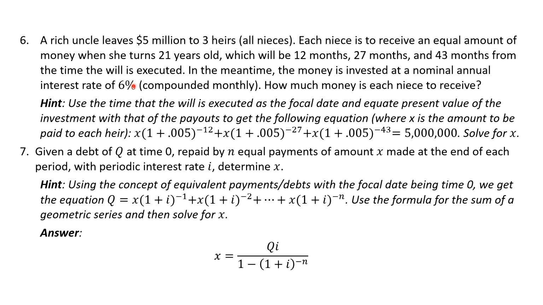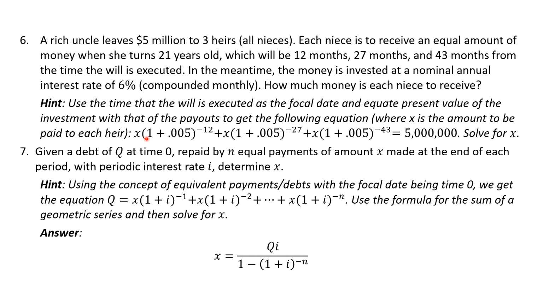So we take this 0.06 and divide by 12, we get 0.005. Just to tell you that up front before I set up the problem. So we'll take the focal date to be the date the will is executed, in which case this stream, the money going out, is $5 million at the focal date.